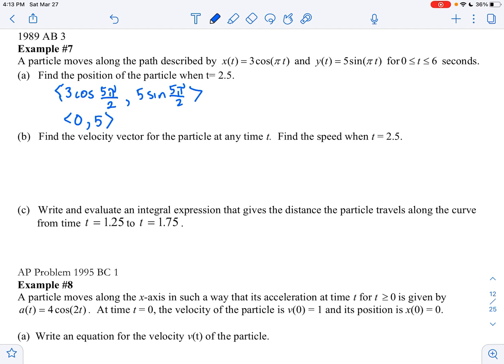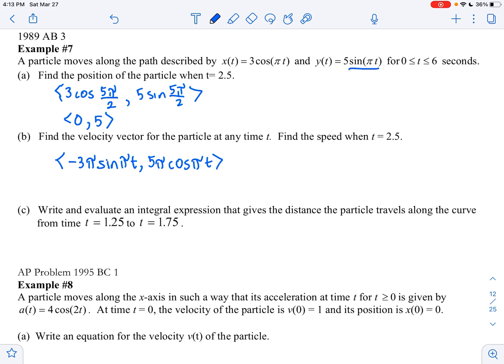Find the velocity vector for part B for the particle at any time t. So the velocity vector is equal to the derivative of cosine, which is negative sine, and we multiply by the chain rule pi. So negative 3 pi sine of pi t is the horizontal component of my velocity vector. Then we take the derivative of 5 sine of pi t. The derivative of sine is cosine, and then times pi as well. So 5 pi cosine of pi t.